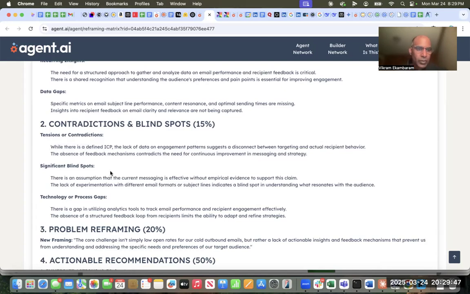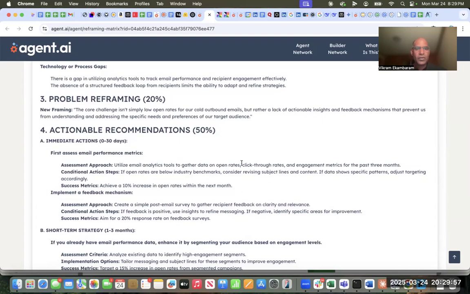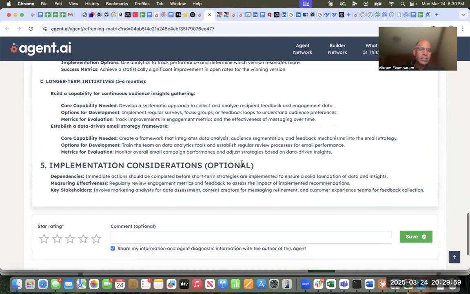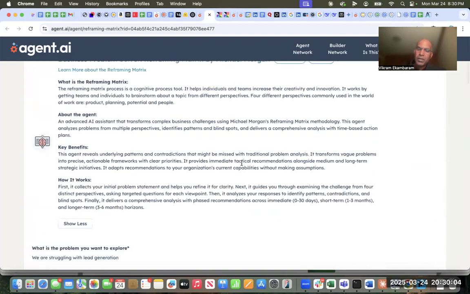And then it's talking about what your blind spots are, and then it actually turns around and reframes the problem to say that it's not simply about low open rates, but a lack of actionable insights. And then it gives you recommendations on what to do. So this is what the agent does. Obviously, put in your problem, and it's going to come back with a detailed reframing of the particular problem and recommendations on what to do.